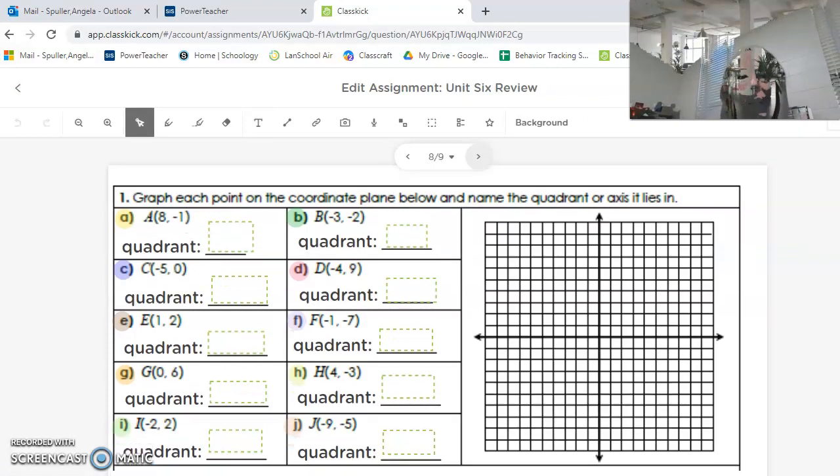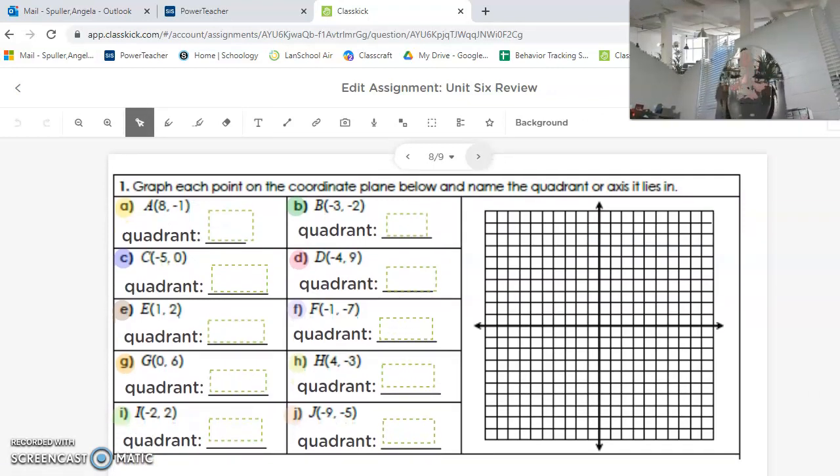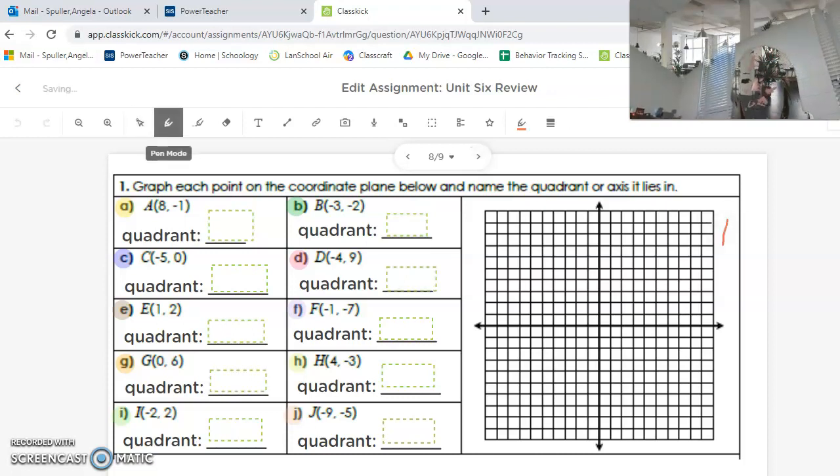All right, here's where it's going to get a little tricky. They want us to graph each of the points on the coordinate plane and then name the quadrants. If I were you, I would remember that this is quadrant 1, quadrant 2, quadrant 3, and quadrant 4, okay?